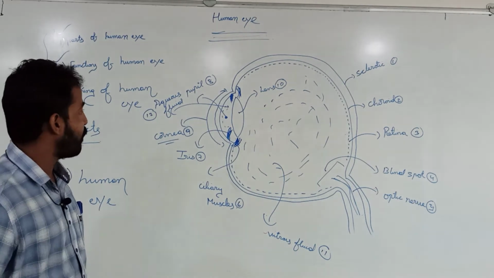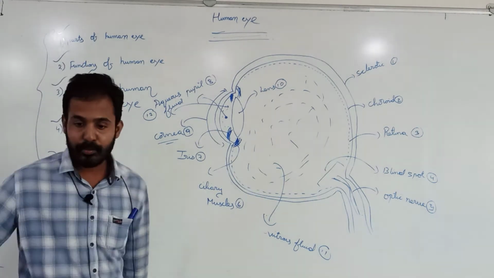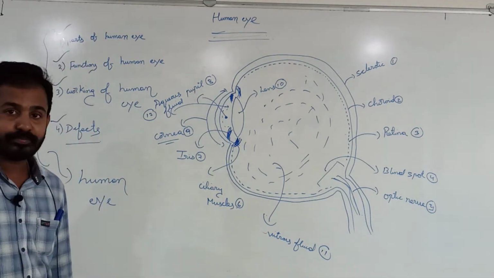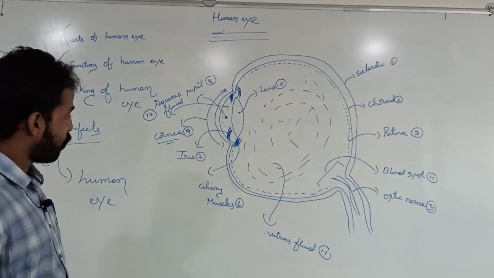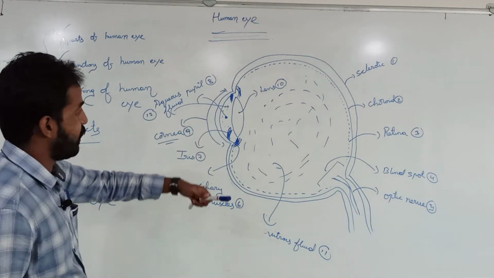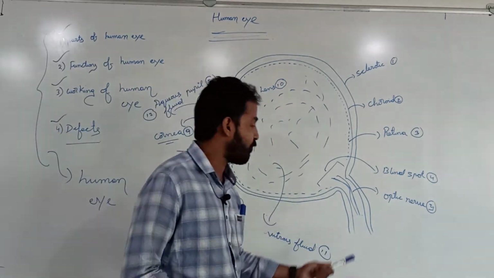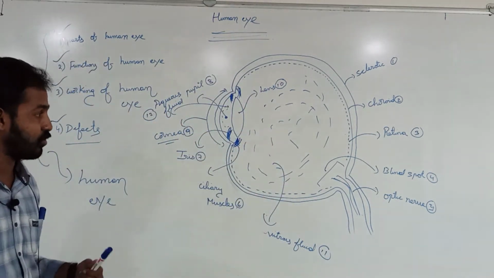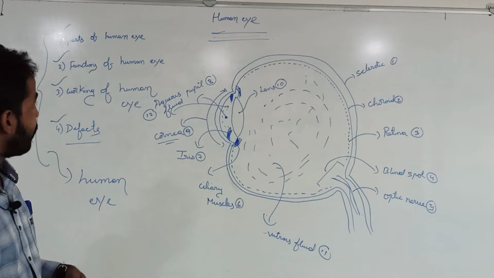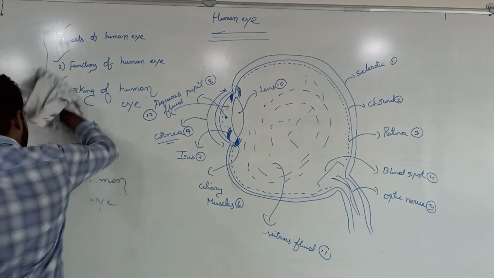So now we will go with the discussion of each and every part. Let's note it down. I am going to discuss how these parts function, what the functioning of each and every part is. For example, what is the sclerotic and what is its function? What is the choroid and what is its function? What is the retina and what are its functions? All these parts we will discuss right now. After discussing the functioning of the human eye, we will go with the working of the human eye.